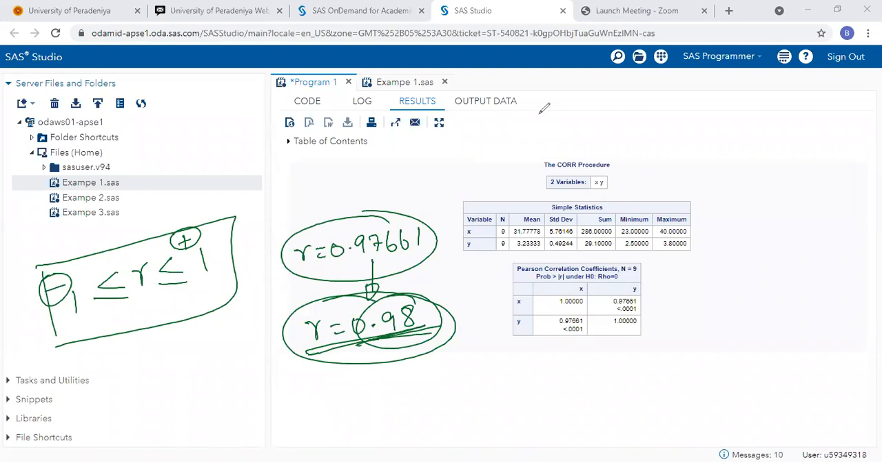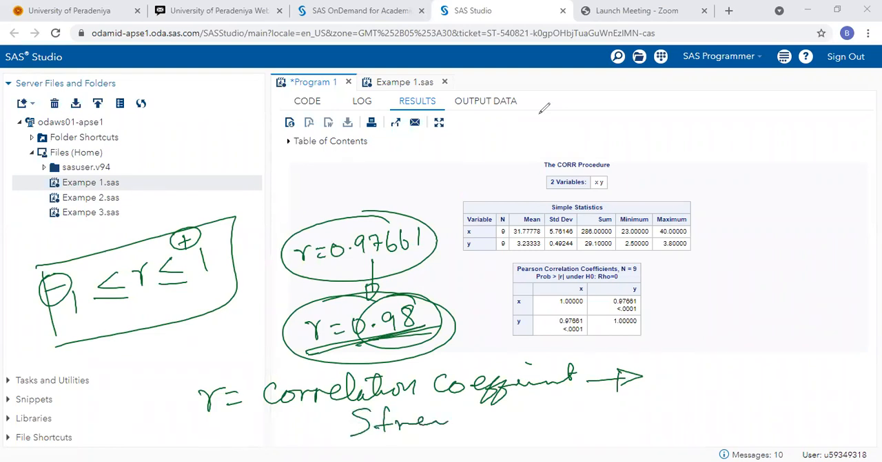What is the name of this R? Anyone? Correlation coefficient. Right, correlation coefficient. By definition, what does it measure? Exactly, the strength of the relationship between these two variables. So this is R. That is the first point.